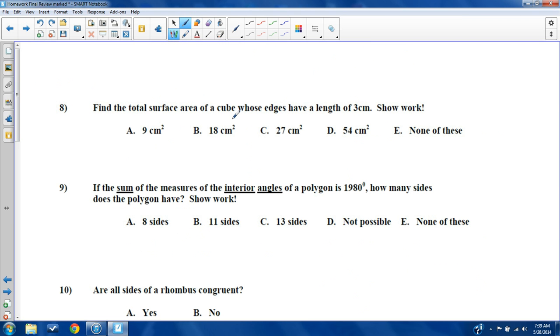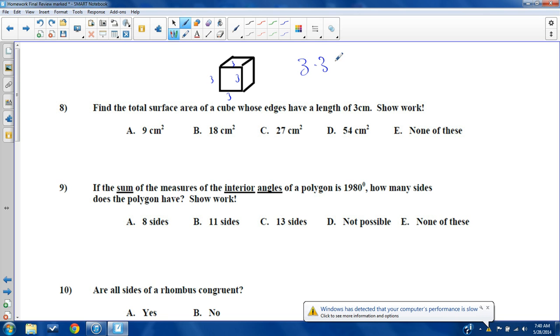Okay, number 8. Find the total surface area of a cube whose edges have a length of 3 centimeters. Show work. Okay, see, there's not much room to do these, but let's say I have a cube. Now, a cube means like a 3D square, so all faces are squares. If all faces are squares, they all measure 3. So I want to find the surface area of this cube where everything's 3. Remember that surface area really is just adding up the areas of all of your faces. Now, there are 6 faces, all of them squares. So if I find the area of 1, 3 times 3 equals 9 square centimeters. I just multiply that by 6. 9 times 6, there are 6 faces.